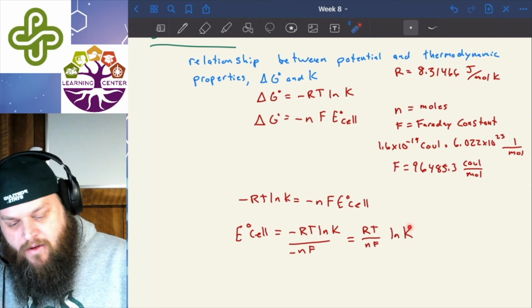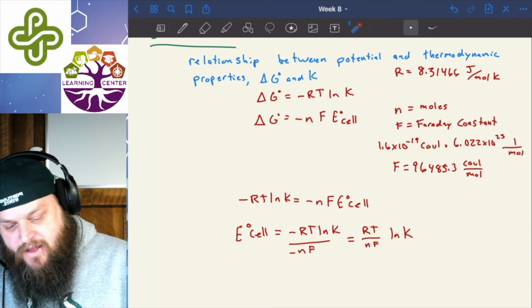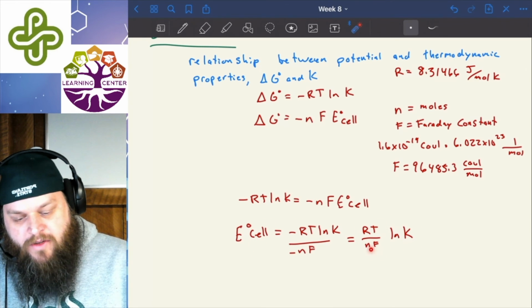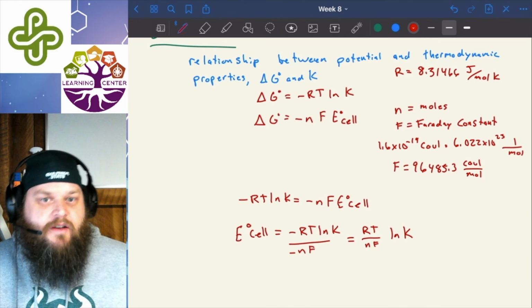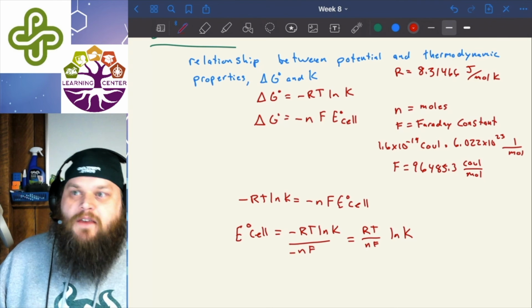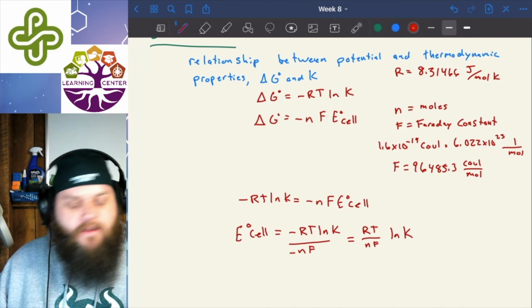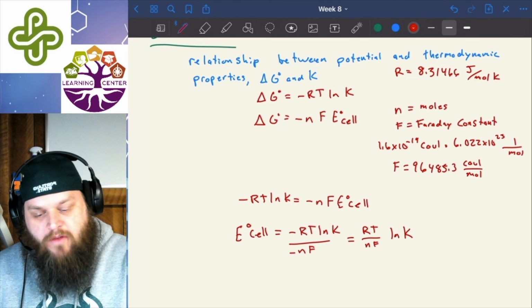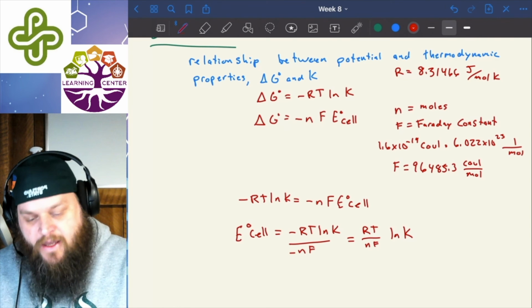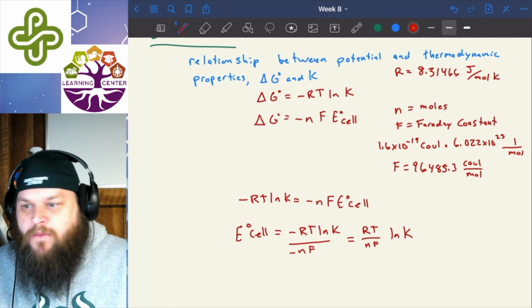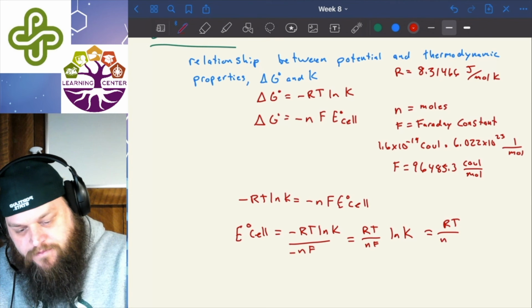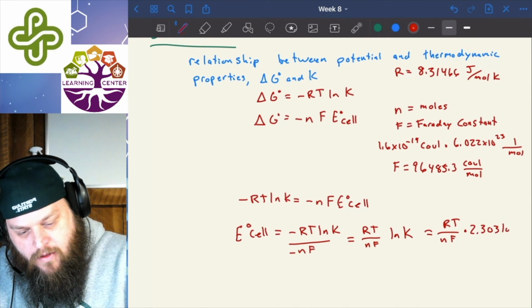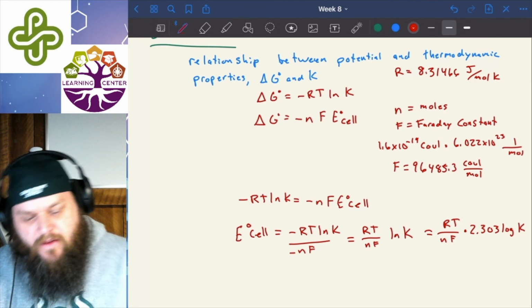We have here now this relationship between the E of the cell and this value, RT over NF, natural log of K. Since we usually talk about our K values in scientific notation, that's 10 to the power of something, we can convert that natural log to a log base 10 by using a change of base formula, which essentially results in this equaling, just multiplying it by a factor of 2.303 to get log K there instead.